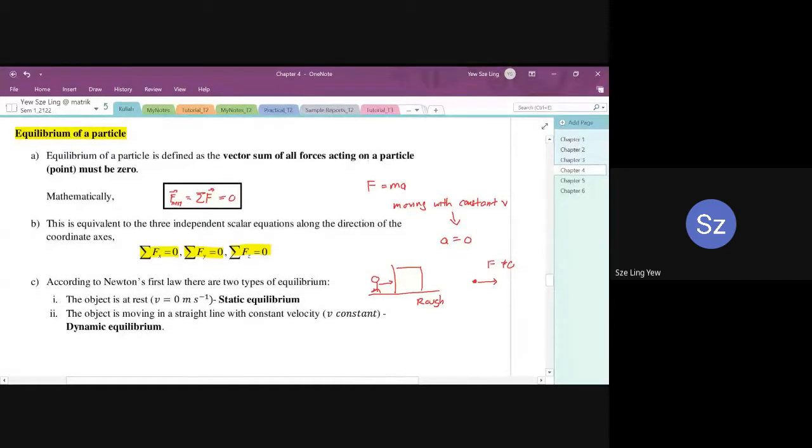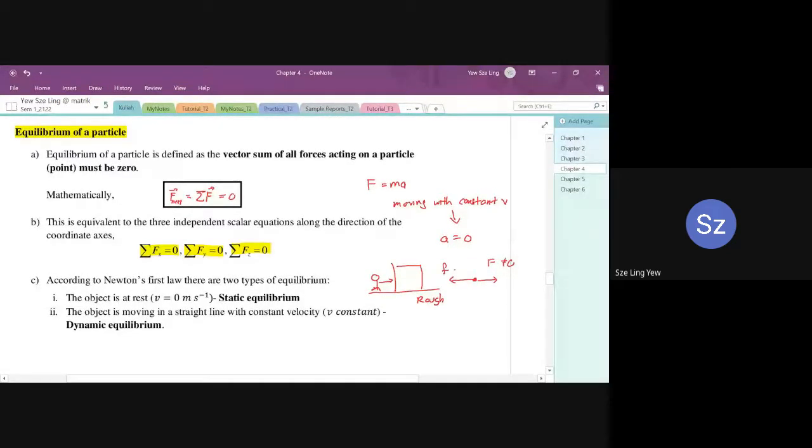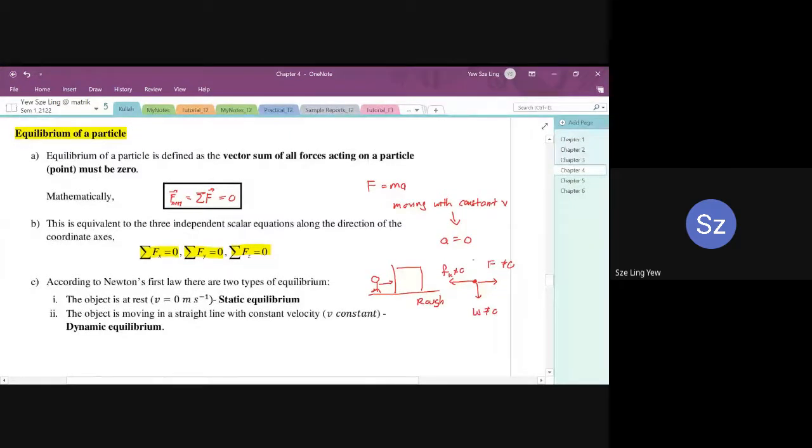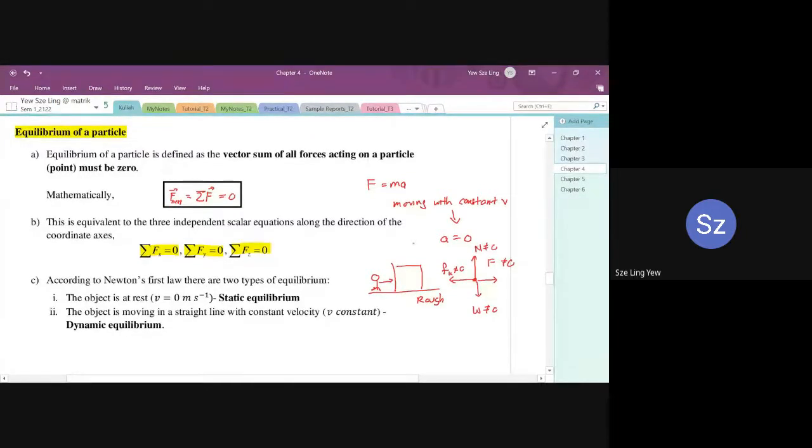And at the same time, there is a frictional force acting in the opposite direction. Again, it is not equal to 0. All right, and then this is an object that comes with weight. Again, weight is not equal to 0. And then this object is in contact with a surface. So normal is not equal to 0. All right. So what can we say now?